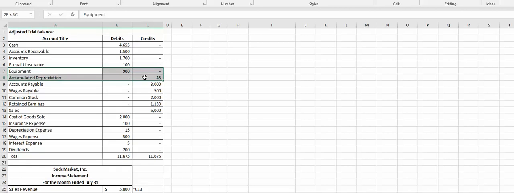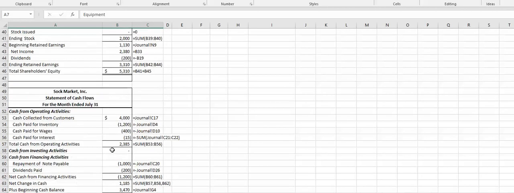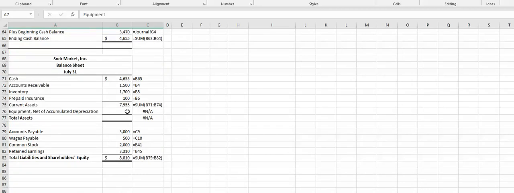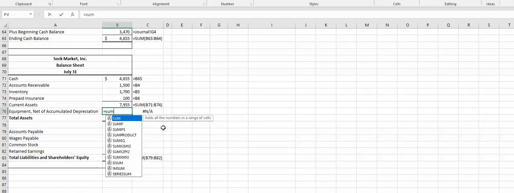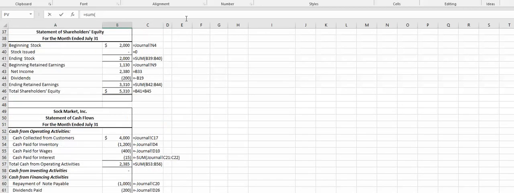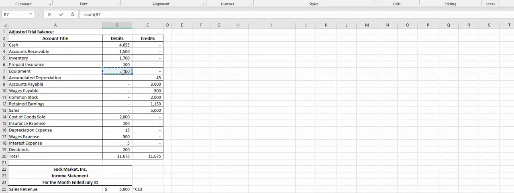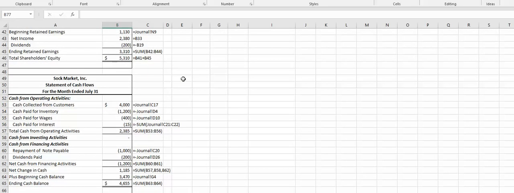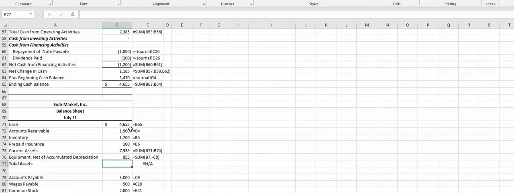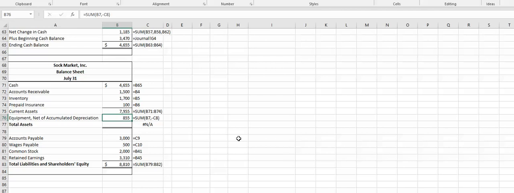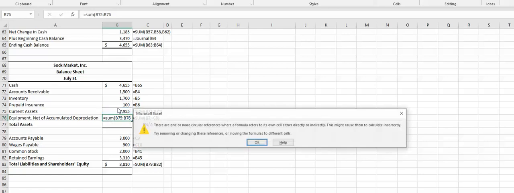Now let's just do this one. We're going to have to get the sum of these two because we're netting those two together. So to get that, I'm going to go equals sum, and I will click on my equipment account. I'm going to do comma minus the 45. And this represents the amount of usefulness left of the equipment. And my total assets is going to be the sum of these two.